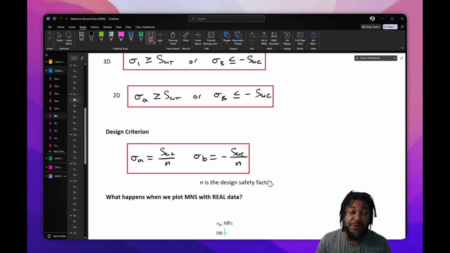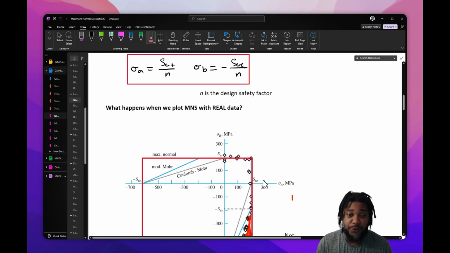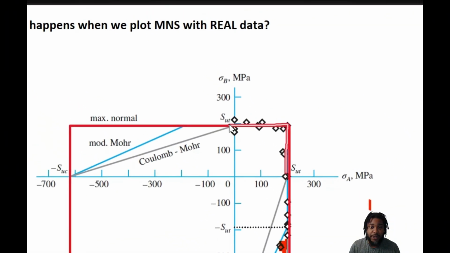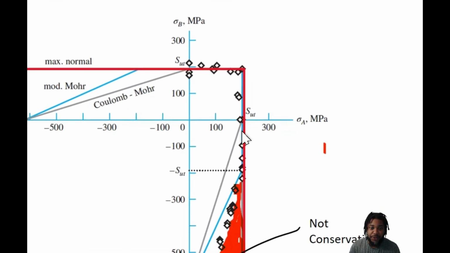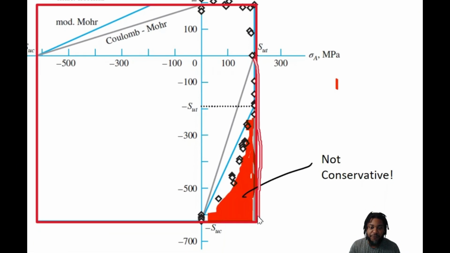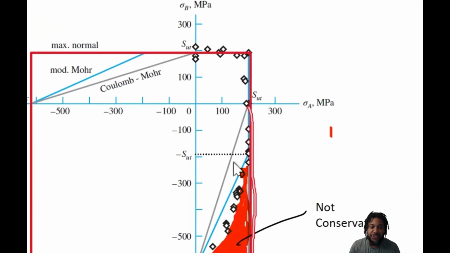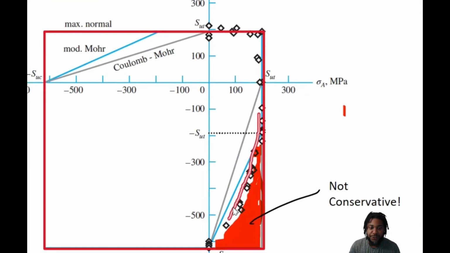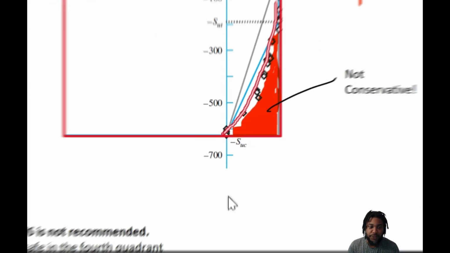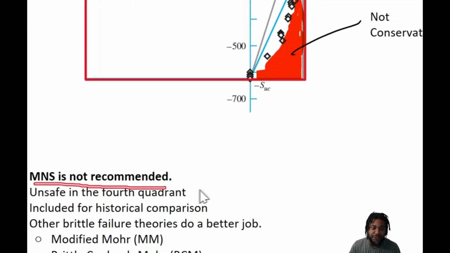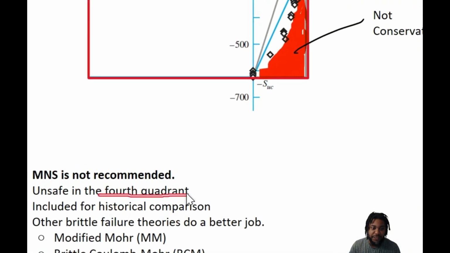Now, what happens when we plot this very simple failure theory? Well, what we'll see is that in a certain quadrant, it performs well compared to experimental data, but in another quadrant, it vastly overpredicts, or is non-conservative to the experimental data. So, in general, this theory, while one of the simplest, is not recommended because it's unsafe in that fourth quadrant.